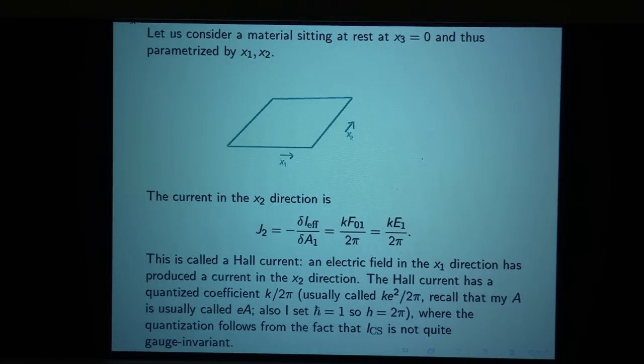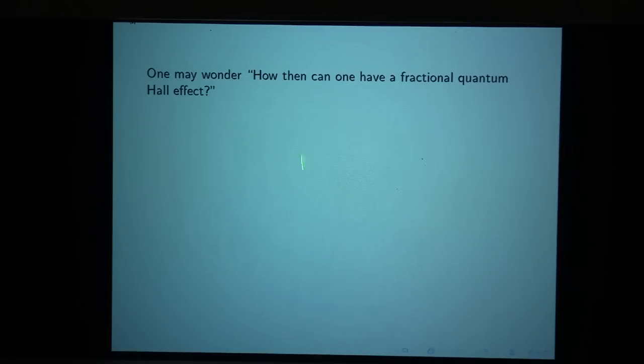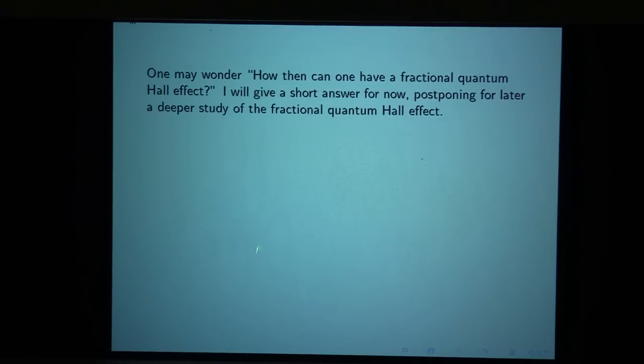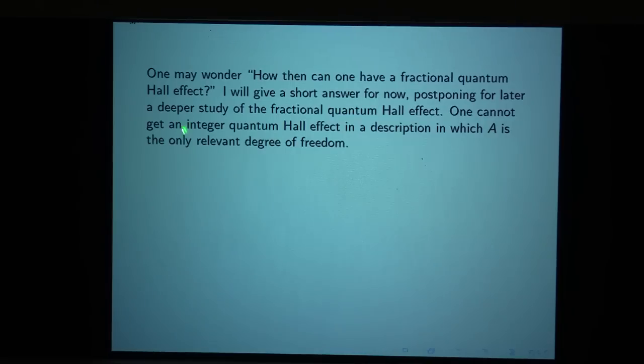Well, I'll make contact between this definition of K and other definitions. Now, I don't want to make people too uncomfortable, so although I'm going to delay a more systematic discussion of the fractional quantum Hall effect, I'll say just enough to make you comfortable as we go ahead. So, I'm going to give a short answer, postponing more till later. So this integer should be fractional. You cannot get a fractional quantum Hall effect in a description in which A is the only relevant degree of freedom.